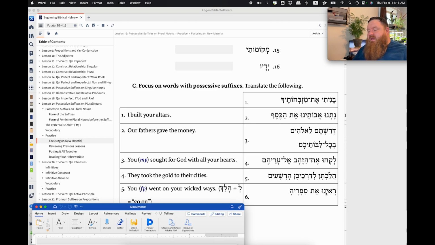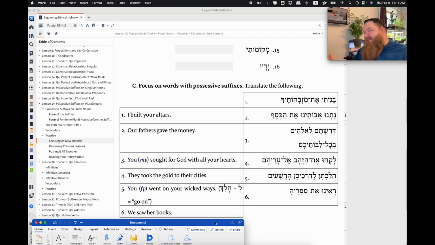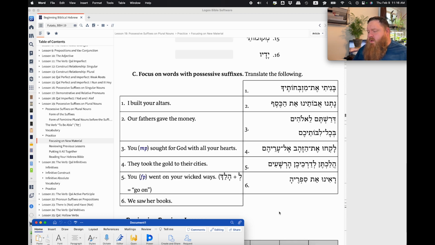So this would be we saw her documents. We saw her scrolls. We saw her books. Okay, that's fine. I mean, books in a broad sense. Again, don't think books like we have today. That didn't exist back then, but good enough. All right, so that's C.